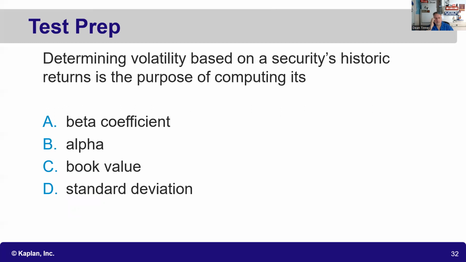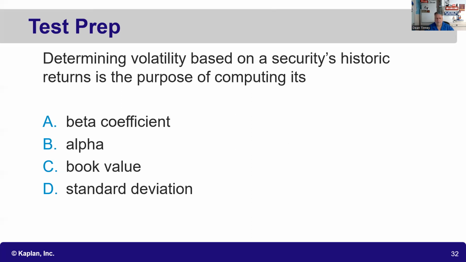Determining volatility based on the security's historic returns is the purpose of computing. Again, you want to practice your ability to look at a question and say, well, it can't be beta. Why beta can't be the right answer is beta is about a measurement of volatility as compared to the market. And there's nothing in this question about the market, so it can't be beta. You should have been able to eliminate alpha. You should know that alpha is the excess returns over beta. And again, if there's no beta, there's no market in the question, then it can't be alpha.